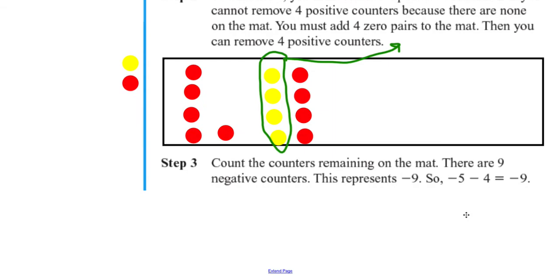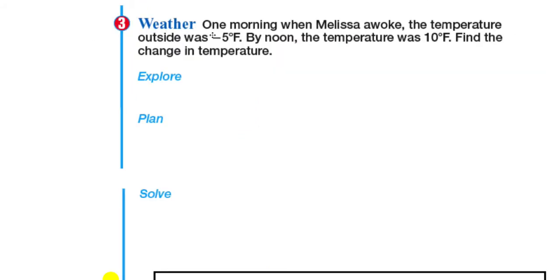Let's take a look at example number 3, and let's make this more challenging. In example number 3, one morning when Melissa woke, the temperature outside was negative 5 degrees. By noon, the temperature was 10 degrees Fahrenheit. Find the change in temperature. So again, this is a subtraction problem.